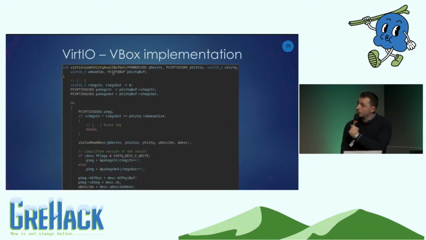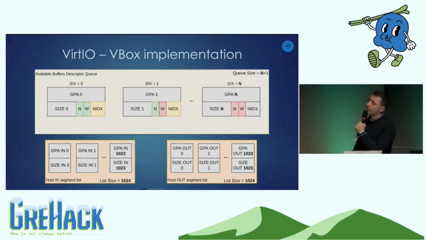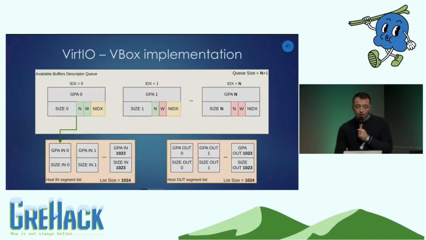So this function is quite straightforward. There is a single loop. In this loop, at each run, it will read a descriptor from the guest. If the write flag is set, it will put it in the in list. If the write flag is not set, it will put it in the out list. It will copy the GPA and the size into the table. And it will do this until it finds a descriptor where the next flag is not set. So with schematics, it looks like this. You have a descriptor chain. The write flag is set, so it puts it in the in list.